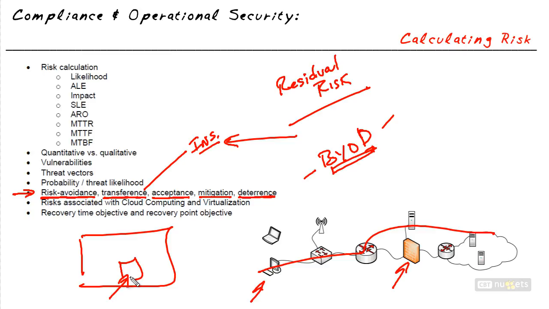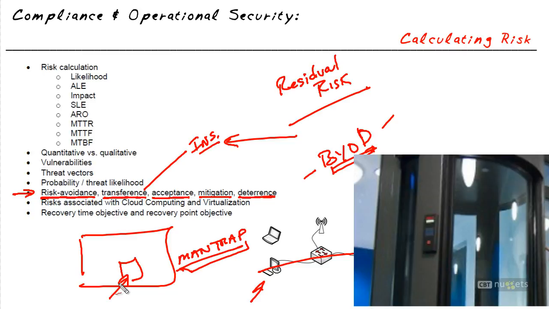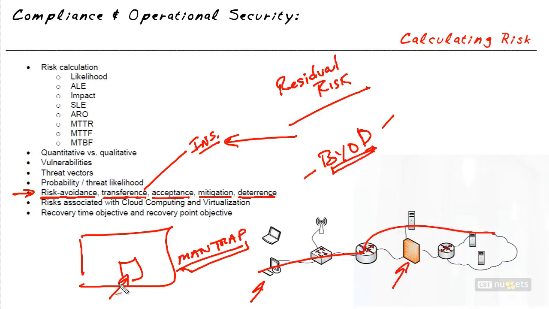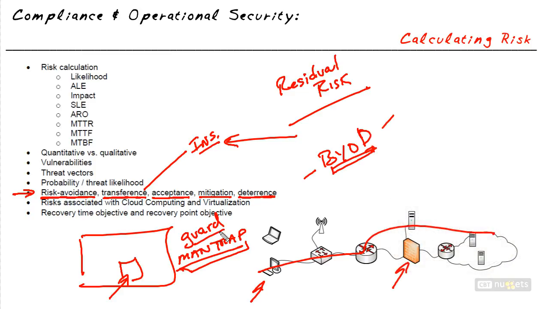Well, there's a couple of options. We could use a man trap. A man trap only allows one person through at a time with physical controls normally, or like a double door system that forces no tailgating or piggybacking. Or we could use a security guard sitting there watching everybody as they go in. That would act as a great deterrent, because everybody going in knows the security guard is right there and they're going to get stopped if they try to do piggybacking or tailgating.